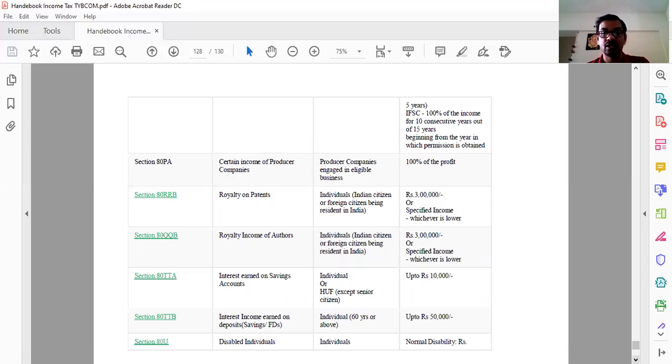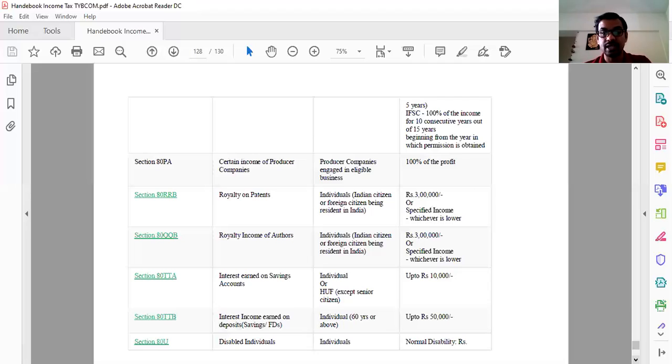Okay. The next section, it is section 80TTA, interest earned on savings account. It is applicable for individual as well as HUF, and it is deductible up to rupees 10,000. So whatever interest is earned by the individual or HUF on their savings account, up to rupees 10,000 deduction is available under section 80TTA. The next one is section 80TTB, interest income earned on deposits like savings as well as FDs. It is applicable in case of individual more than 60 years of age, and the limitation is up to 50,000.